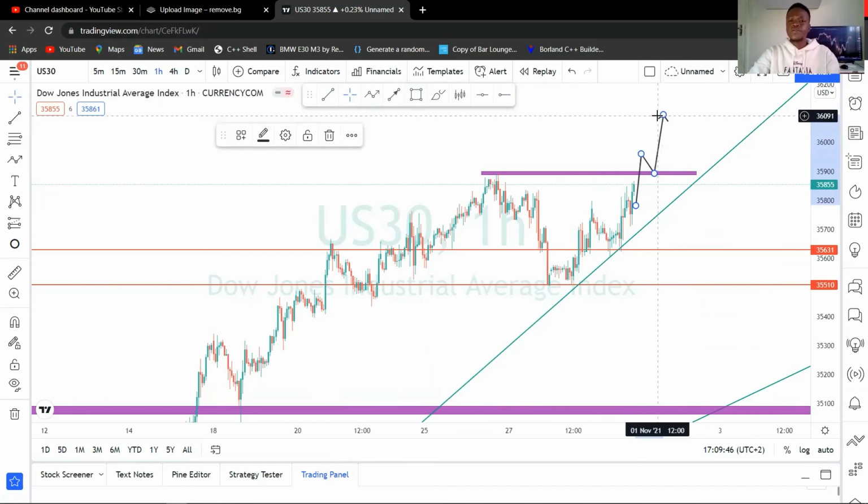We're waiting for the market to come and break this. If the market cannot break this, we're going to see some kind of rejection here, and that's where we're going to sell the market, predicting that we are going for our third touch.